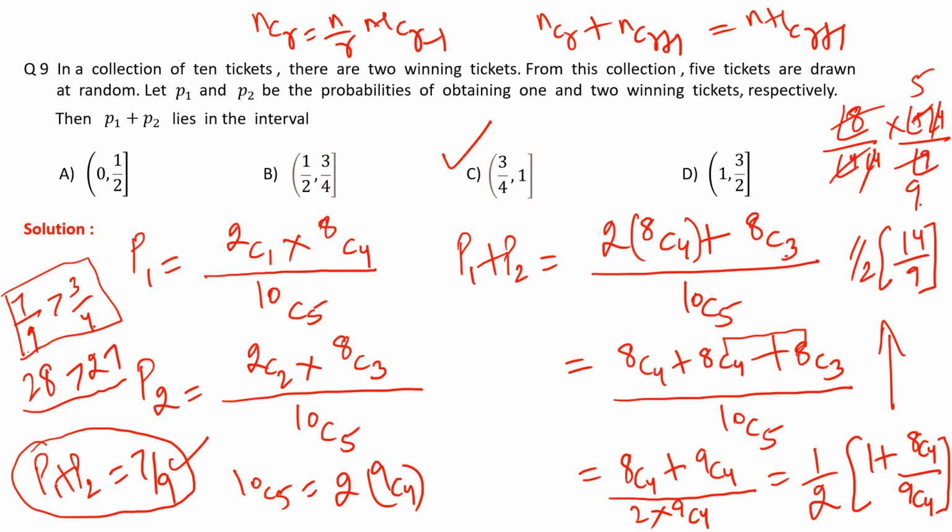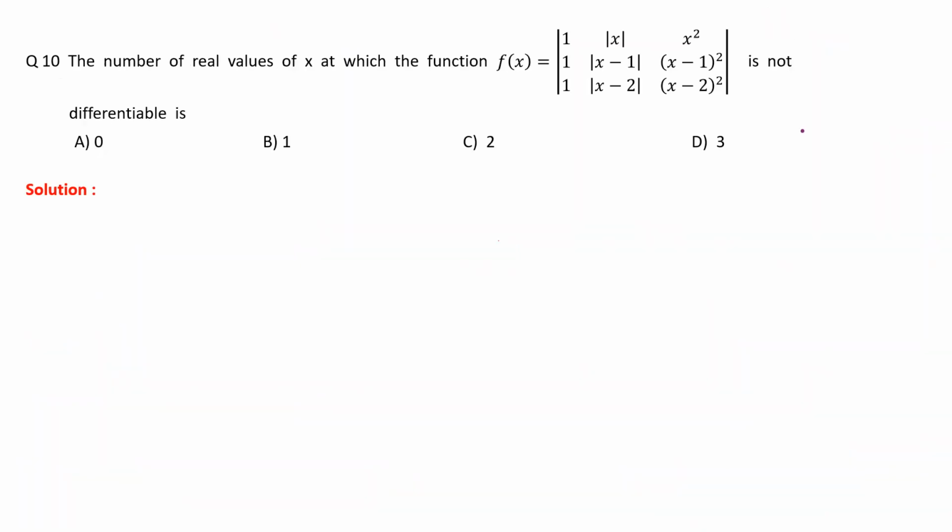Fine. Now we move to the last question of this video. Now students, this is the last question of this video and the question says the number of real values of x at which function fx, which is a determinant, is not differentiable. That means first of all I have to get the value of this determinant and then find those values of x for which fx is not differentiable.